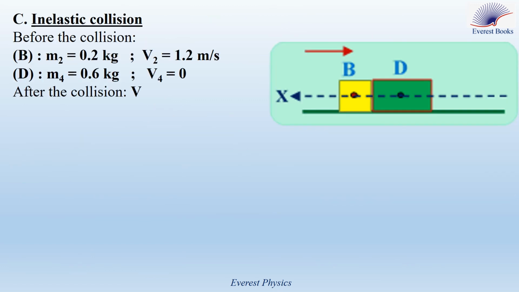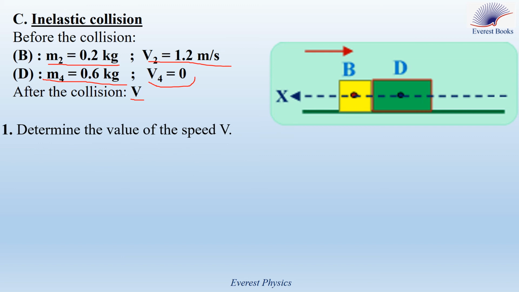Part C. Inelastic collision. After ejection, the block B of mass m2 equals 0.2 kilogram, moving to the right with a speed of 1.2 meters per second, collides with a block D of mass m4 equals 0.6 kilogram initially at rest. D is initially at rest. It means that its speed, denoted by v4, is equal to 0. After collision, the two blocks B and D move together as one body with a speed v. The question now, determine the value of the speed v.